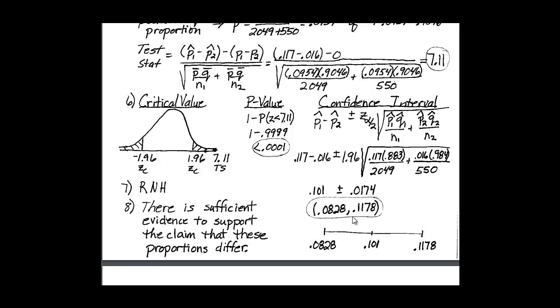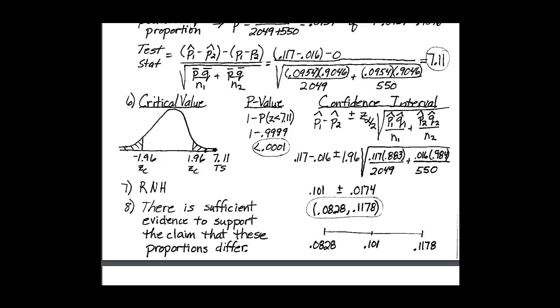But if 0 isn't included in this interval, then we have to reject the null hypothesis. The difference couldn't possibly be 0. They couldn't possibly be equal to each other. So all three of these methods support the decision to reject the null hypothesis. There is sufficient evidence to support the claim that these proportions are different.